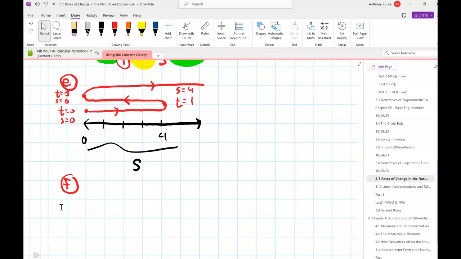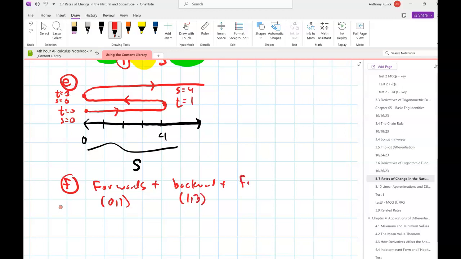If I drive from my house to work and then back to my house, I didn't go 0, because part of it was going forward and part of it was going backwards. It ends up being 0 displacement, but I definitely drove for a long time, right? So we have to be careful. We need the forwards part, 0 to 1. And then we need the backwards distance, 1 to 3. And then we need the forwards part from 3 to 5.